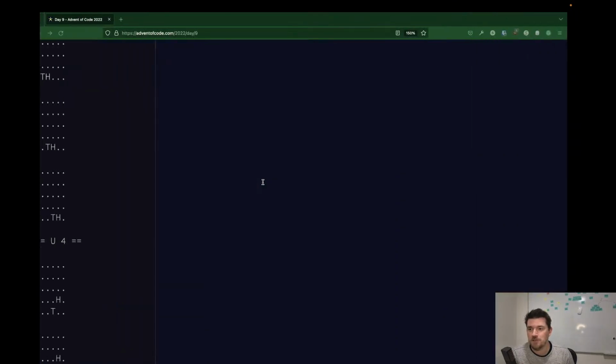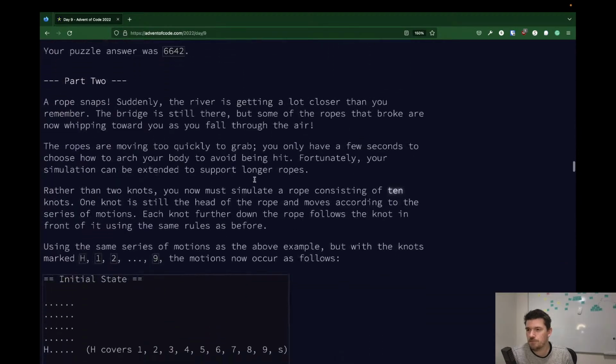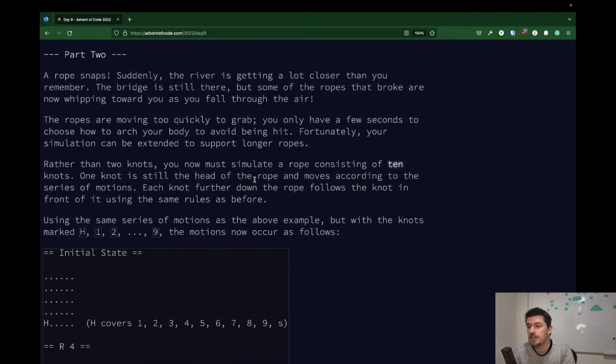And part B was fun. Check this out. So part 2. A rope snaps. Suddenly the river is getting a lot closer than you remember. The bridge is still there, but some of the ropes that broke are now whipping toward you as you fall through the air. The ropes are moving too quickly to grab. You only have a few seconds to choose how to arch your body to avoid being hit.